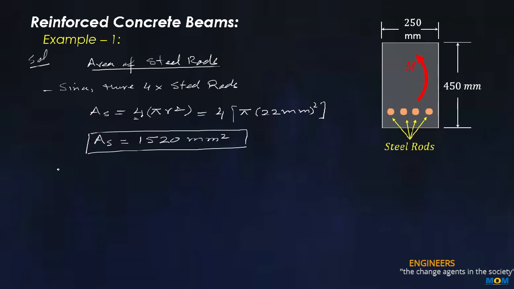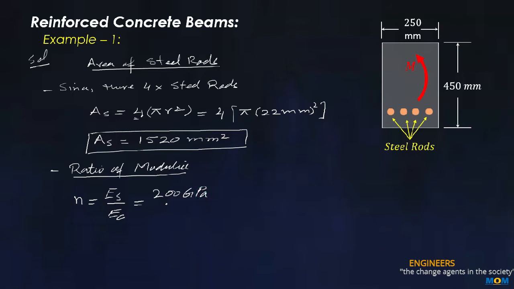Now we have to also calculate the ratio of the modulus, that is n is equal to ES upon EC, that is 200 gigapascal upon 25 gigapascal. So the value of n is equal to 8.